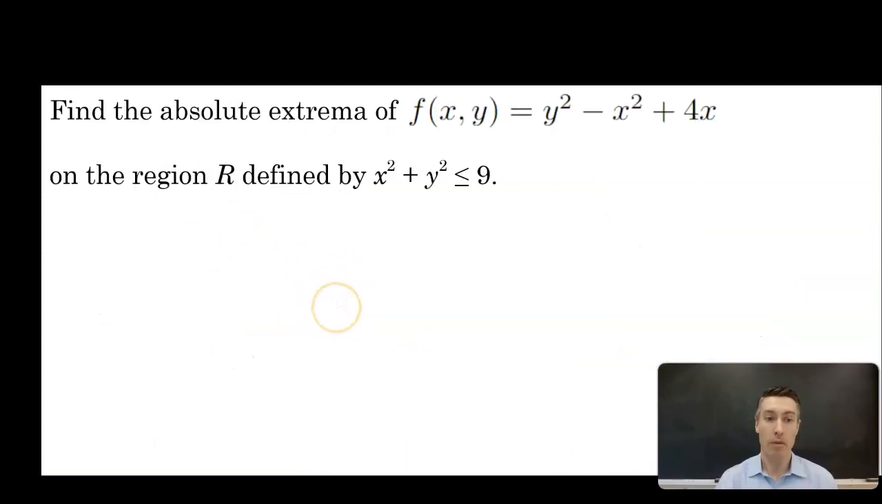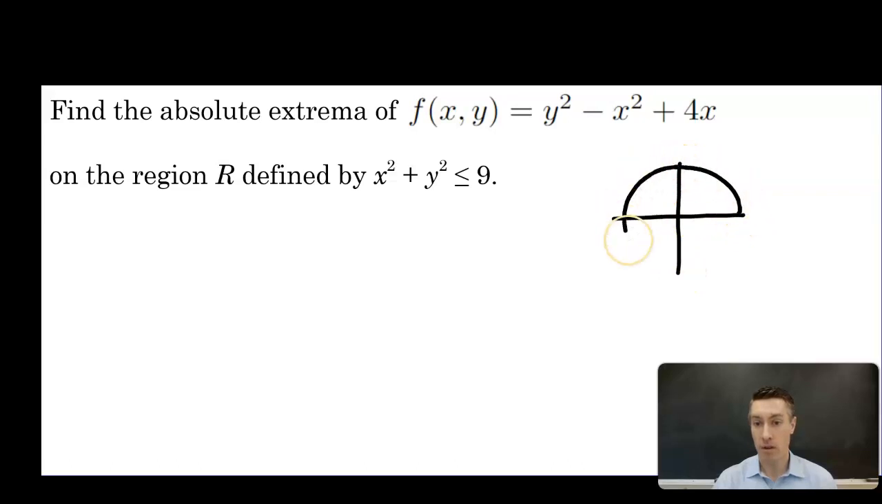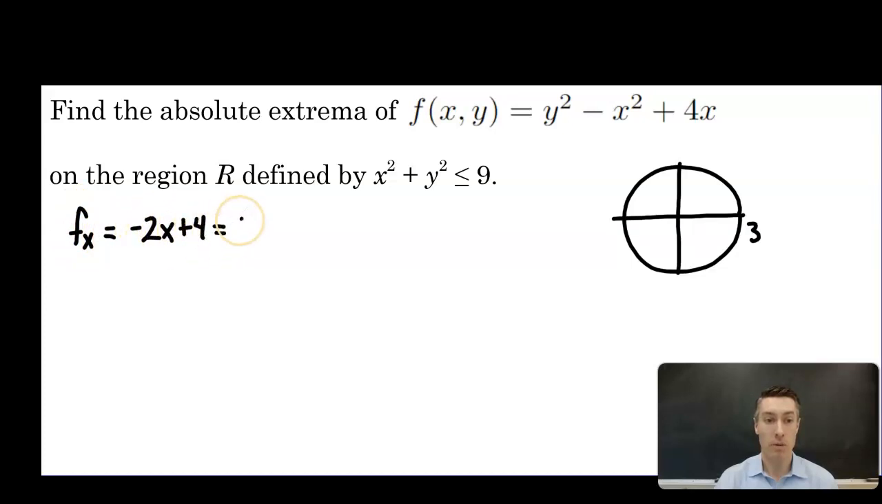One more example. Find the absolute extrema of the function x squared minus y squared plus 4x on the region R defined by x squared plus y squared less than or equal to 9. So here our region is a circle of radius 3. First thing, let's find our critical points and see if they're inside the region. So -2x plus 4 equals 0. And the partial with respect to y is 2y equals 0.